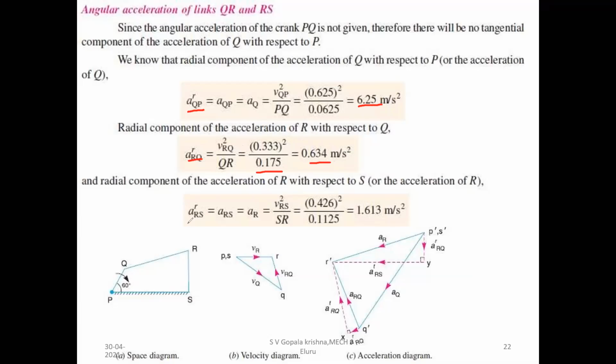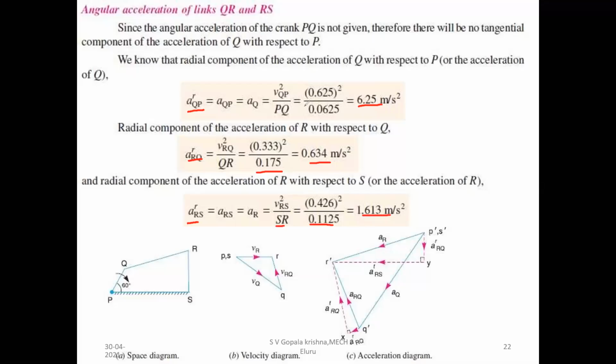Now similarly find A_RS, the radial component of RS, V squared by R again, the same way. Make the calculation and we get 1.613 meter per second squared. So we have these values, only the radial components are known.